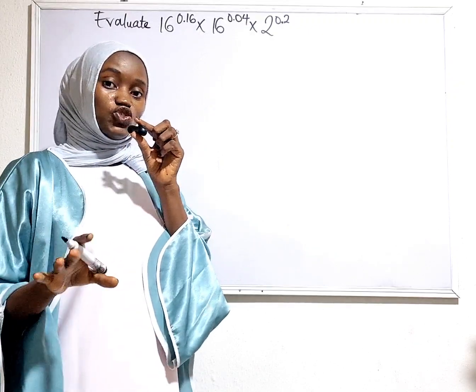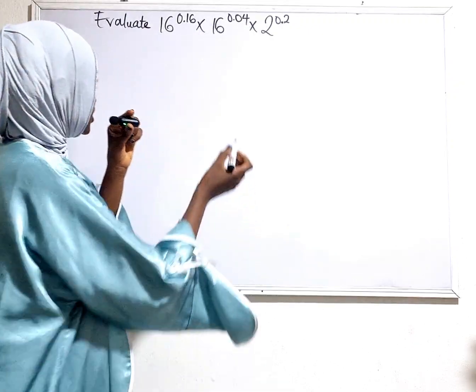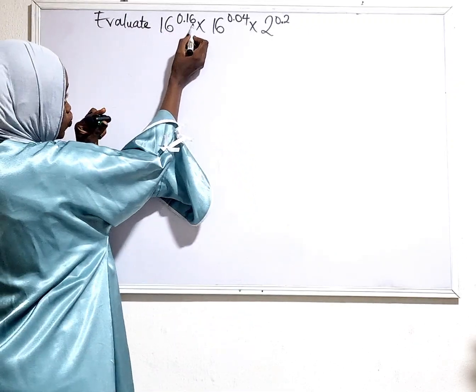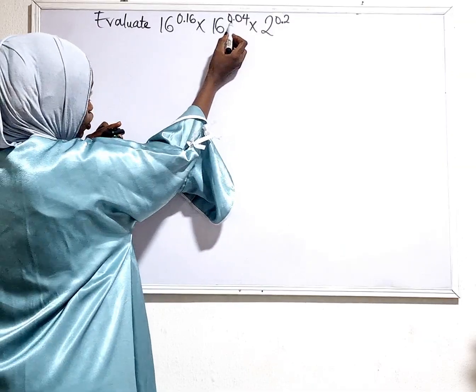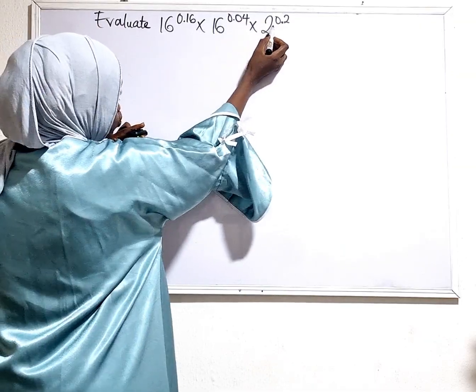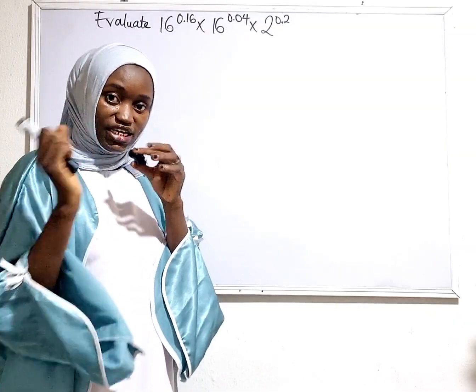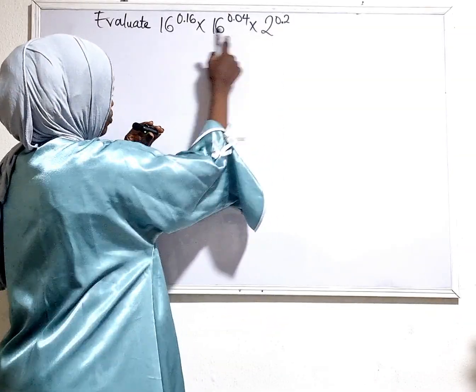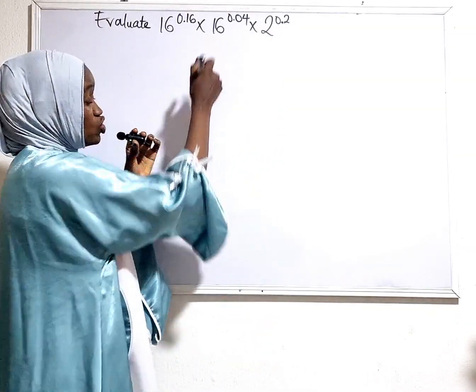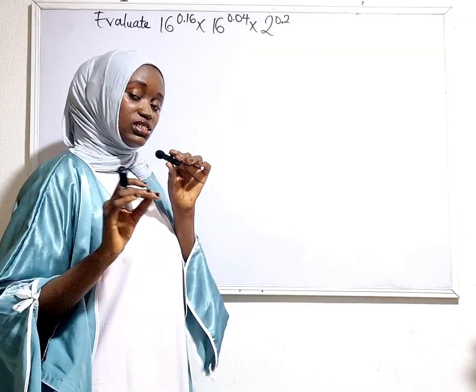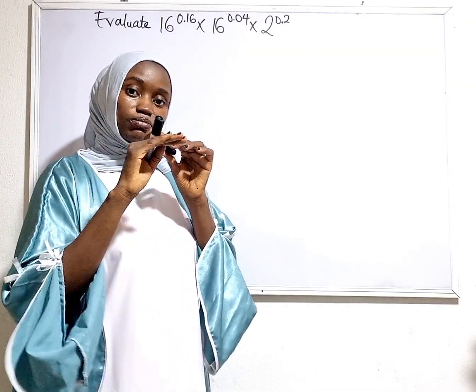Hello, let's solve this interesting question on indices, which reads 16 to the power of 0.16 multiplied by 16 to the power of 0.04 times 2 to the power of 0.2. If you look at this, the smallest base we have here is 2, right? And we have the biggest base here, which is 16. So what you do in such a case is you make all the bases equal.